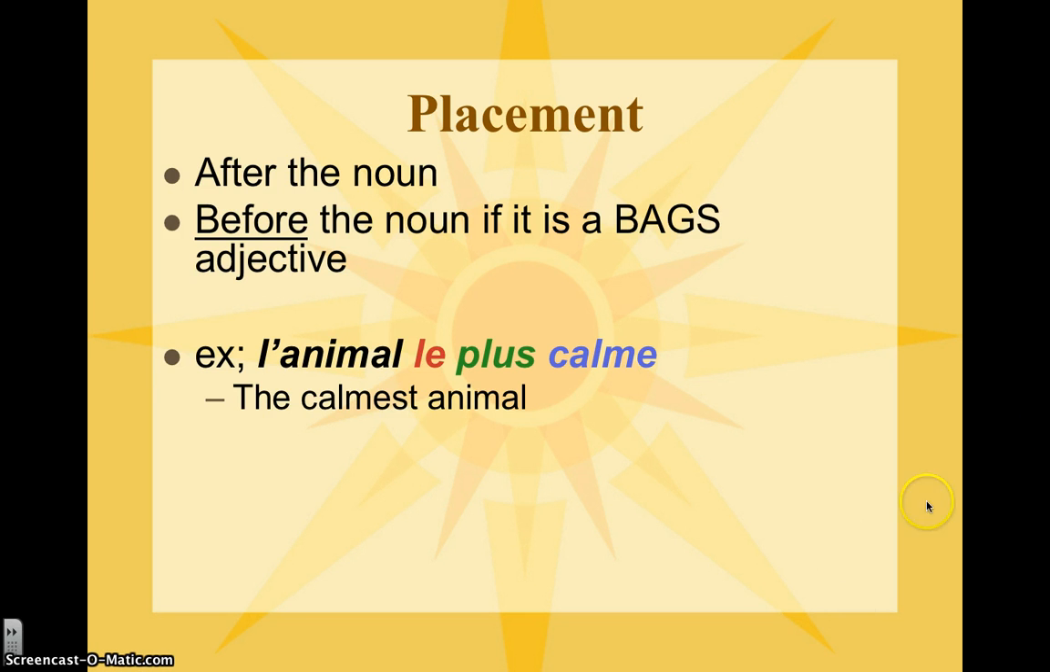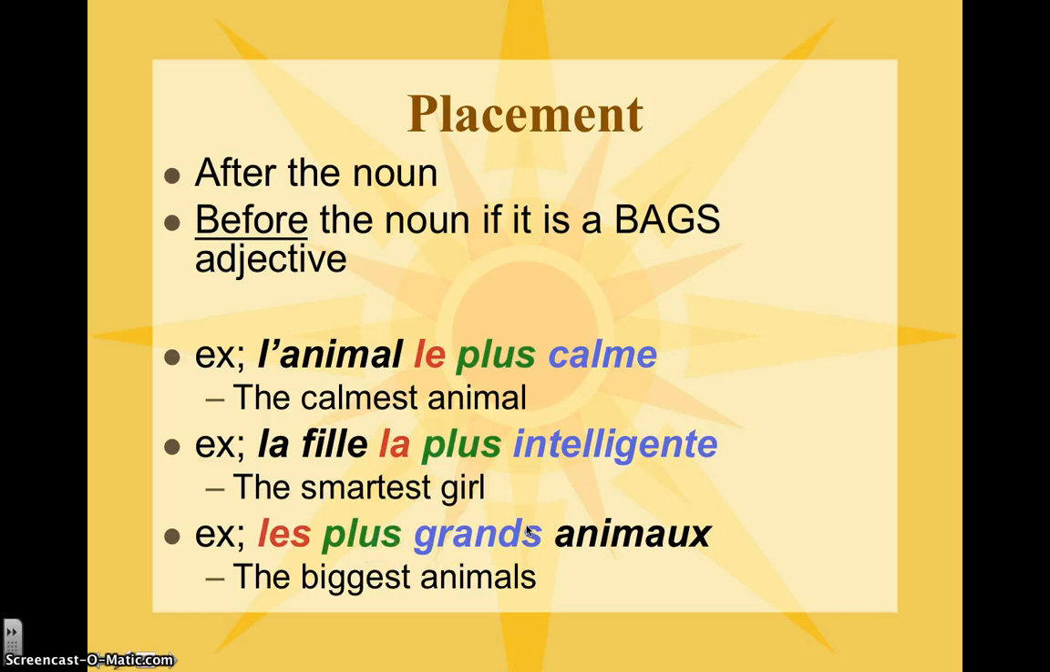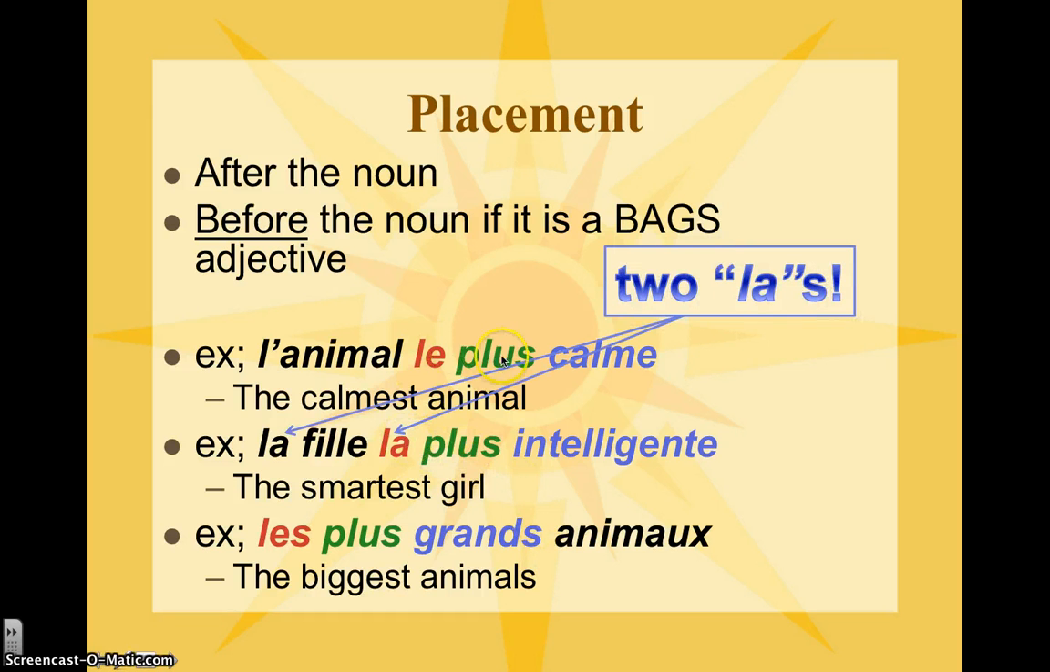We treat these three words as one. Think of it as one adjective. It will go after. The smartest girl: la fille la plus intelligente. These all stick together and go afterwards. But grande is a BANGS adjective that goes before the noun. So that's why these three words are stuck over here. Notice the two laws. So if the superlative is a normal adjective, you're going to end up saying the girl, the most intelligent. You kind of want to think of it that way.